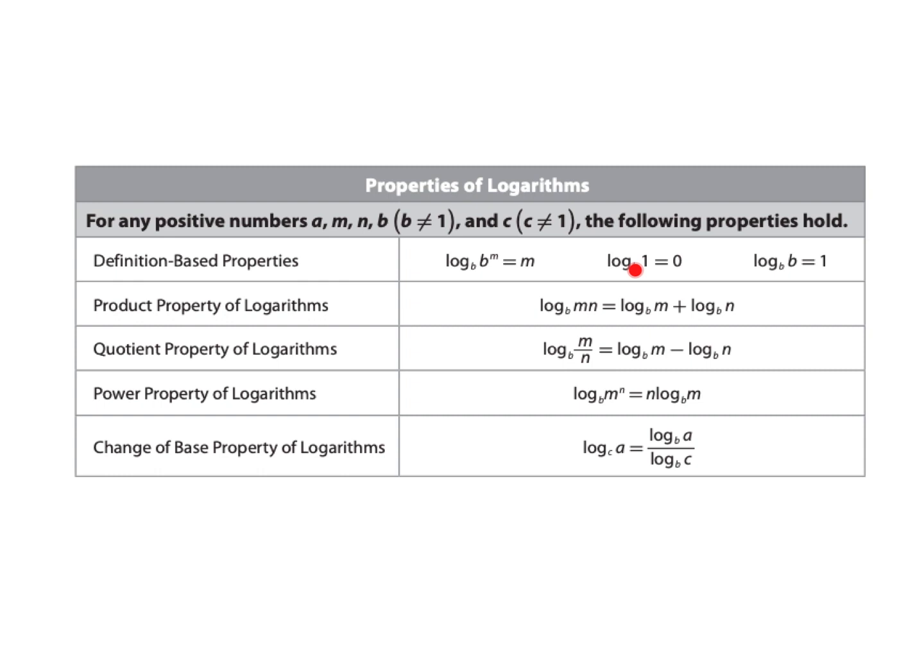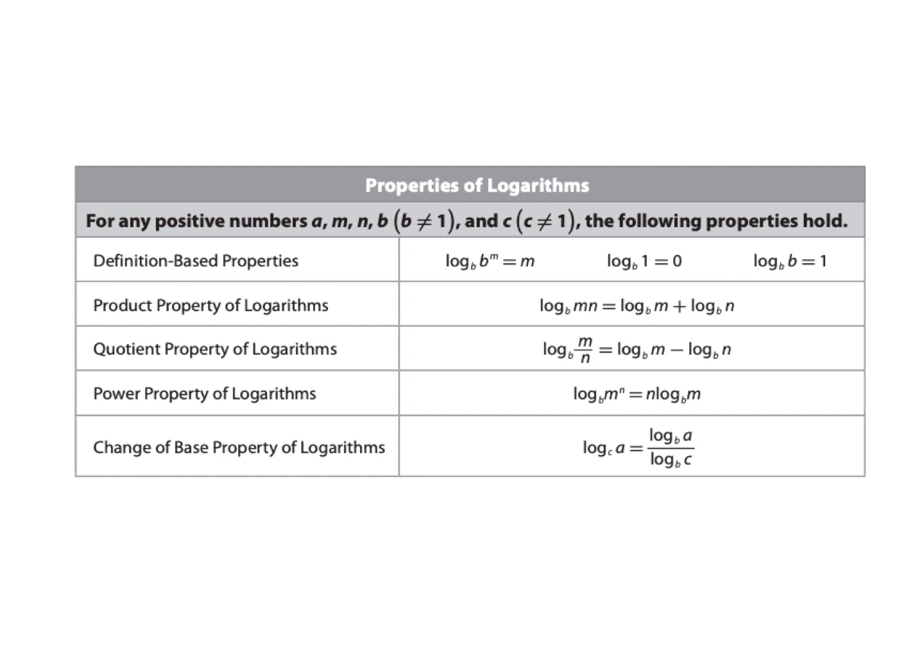Of course, any base to the power of 0 is 1. So anytime this number is a 1, your logarithm will equal 0. Again, technically this is a definition-based property, but you can figure this out with common sense. And then here, if the bases match, well, the exponent must be 1, because b to what power is b? Yeah, 1.